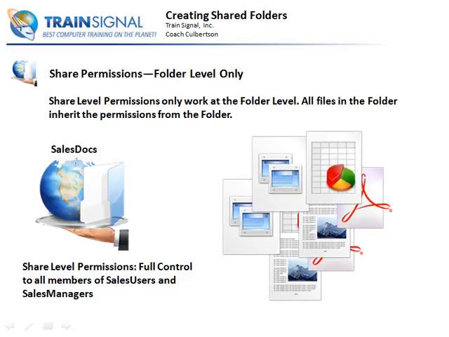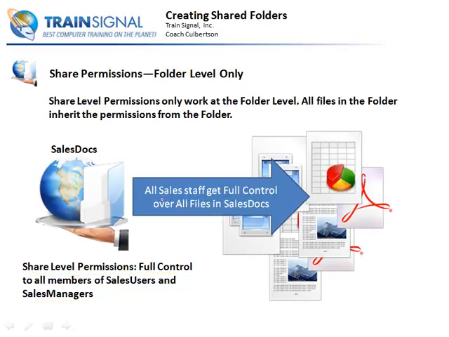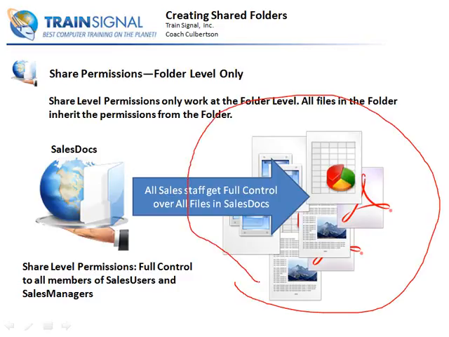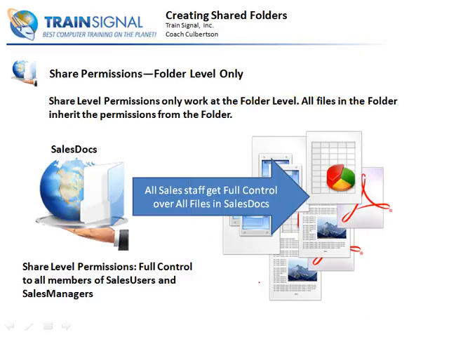Okay, so let's take this for example. Let's say the share level permissions right now for sales docs are full control to all members of sales users and sales managers. So that means all the sales staff in these two groups, sales users and sales managers, get full control over all of the files in the sales documents. That's how share level permissions work. It only works on folders. Everything in the folder gets those permissions. Now, in just a little bit, I want to talk with you about how to restrict permissions on individual files, but that's coming up in just a little bit.